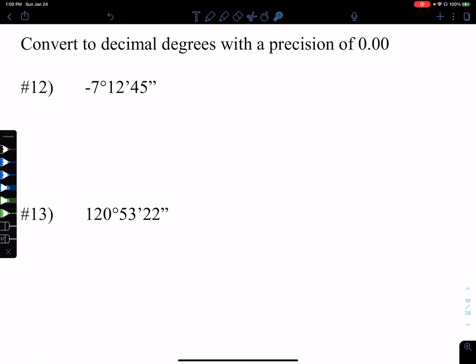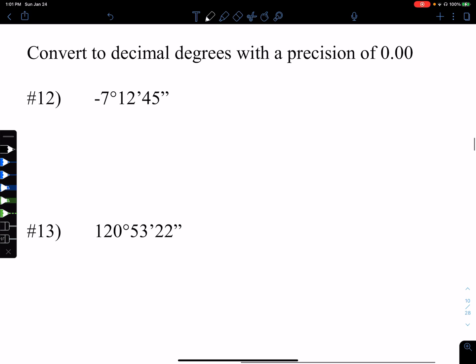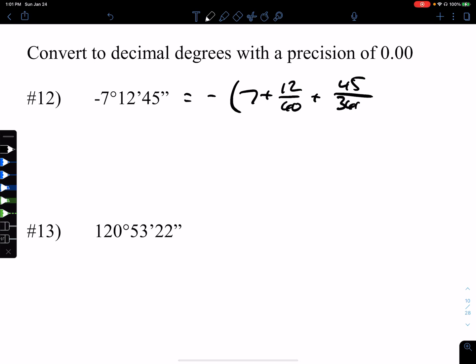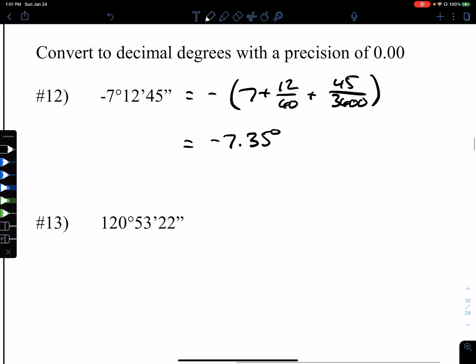12 and 13, convert to decimal degrees with a precision of 2 decimal places. So here's what we do. Take the negative and put it on the outside, or don't even put it in your calculator at all. We've got 7 plus, if you want to change minutes into degrees, you're going to divide by 60. If you want to change seconds into minutes, you divide by 60, and then change that into degrees, you divide by 60 again. Essentially, you're dividing it by 3,600. This ends up being negative 7.35 degrees. We usually do 3 decimal points. This direction says 2.